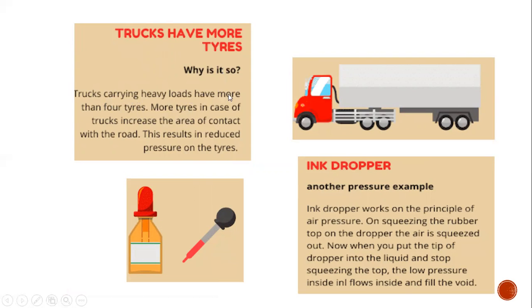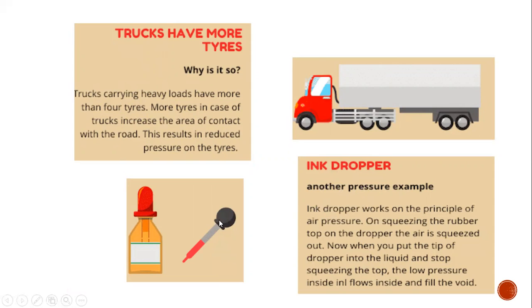Trucks carry heavy loads and have more than four tires. More tires in the case of a truck increase the area of contact with the road. This results in more area and lesser pressure on the tires. So the pressure is distributed among more tires, and each tire will have a lesser pressure.